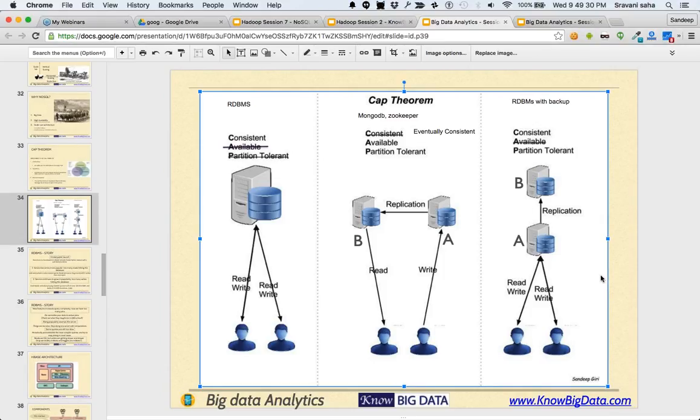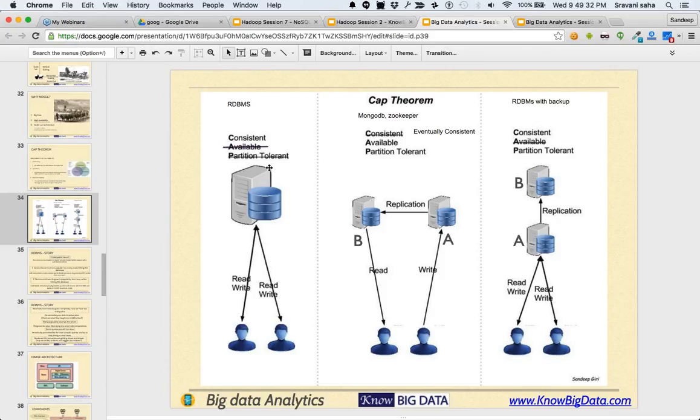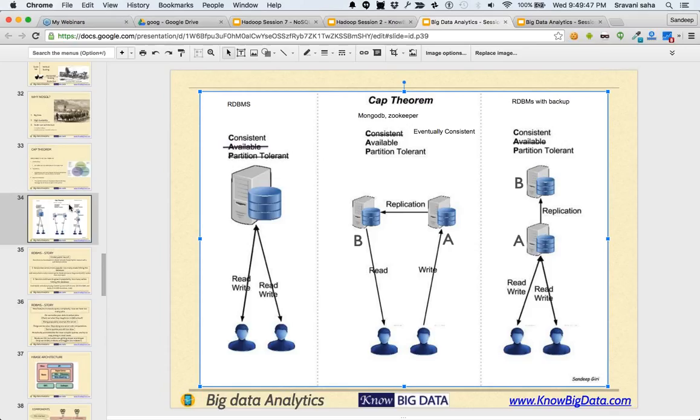So that was the CAP theorem. The CAP theorem says that, as you saw in these three architectures, out of C, A, and P, none of the databases can guarantee all the three.